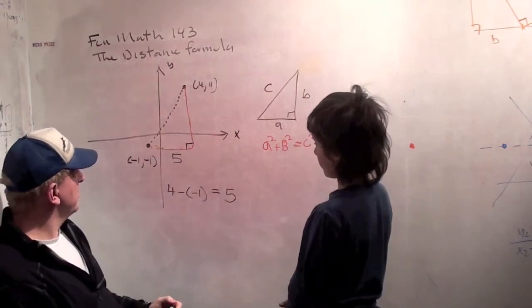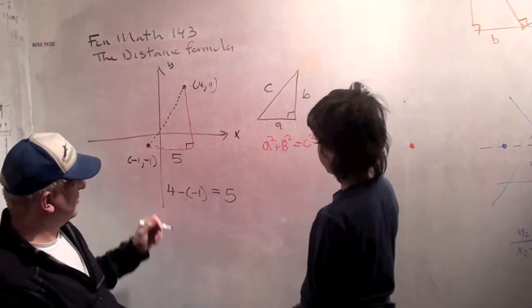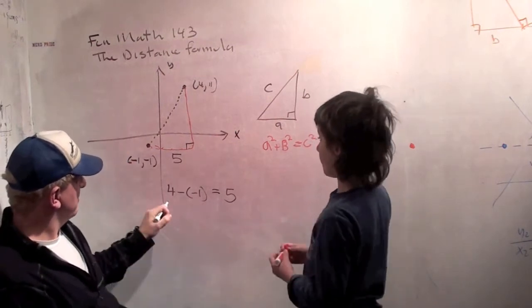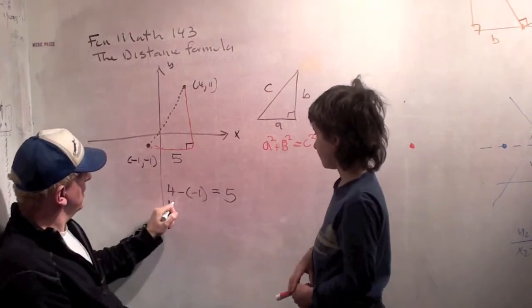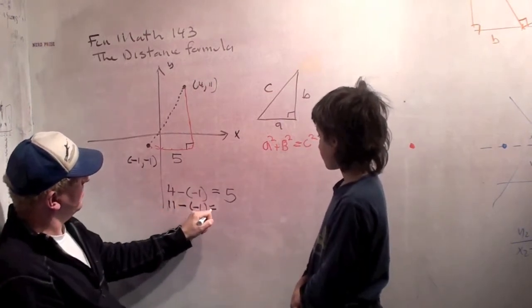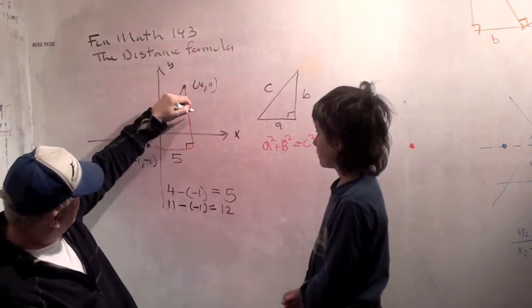Now how tall is this? We have to go from -1 to 11. How'd you figure that out? It's 11 minus -1. You're right, 11 minus -1 equals 12. Okay, so we have 5 and 12.